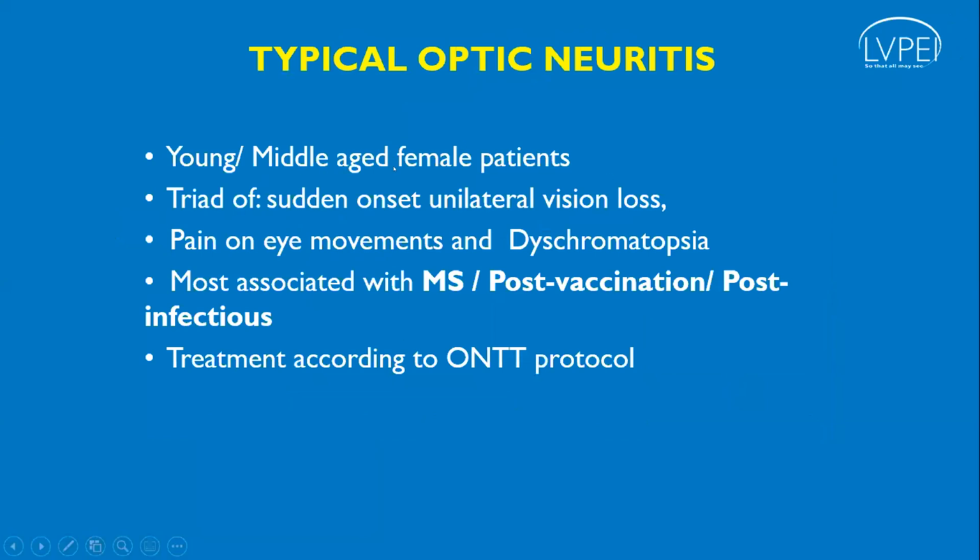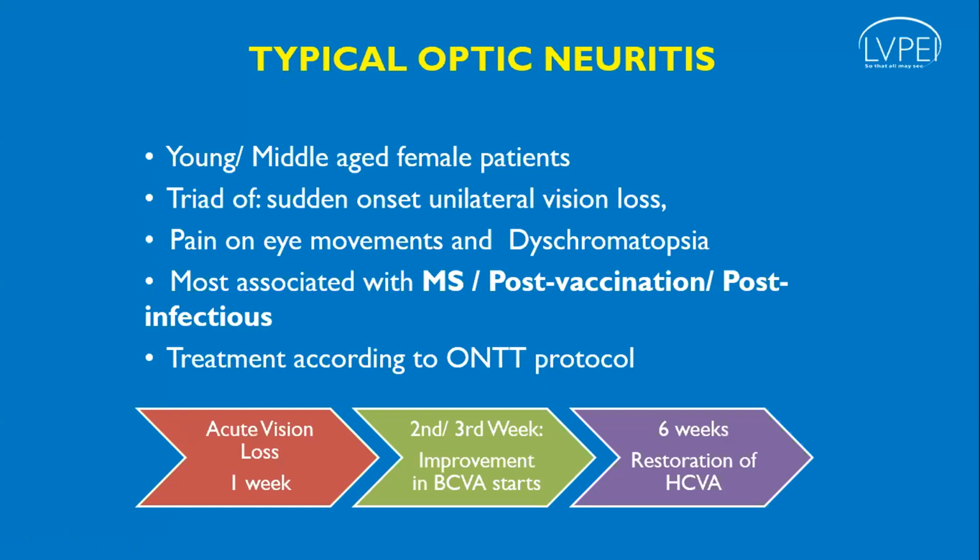The typical optic neuritis patients tend to be young and middle-aged female patients. They tend to have sudden onset unilateral vision loss, might have pain on eye movements and dyschromatopsia. Most commonly, they have an associated history of febrile illness, vaccination, or might be known to have MS. Then they respond very well to treatment with the ONTT protocol, and we see that the vision loss usually stops progressing after 1 week to 10 days. By the second to third week, there is improvement in high contrast visual acuity. By 6 to 8 weeks, there is very good improvement in high contrast visual acuity.